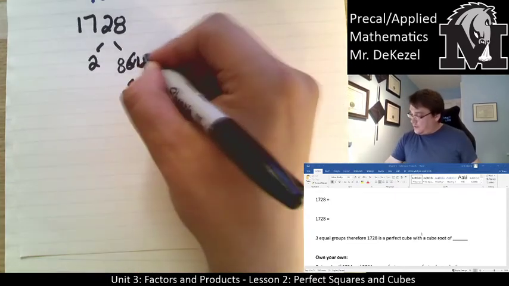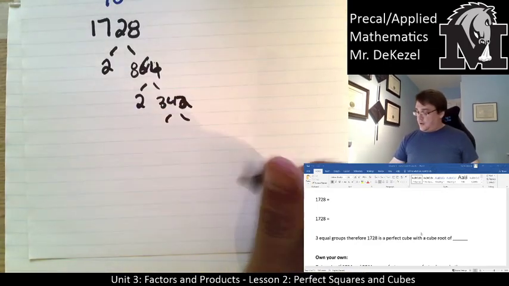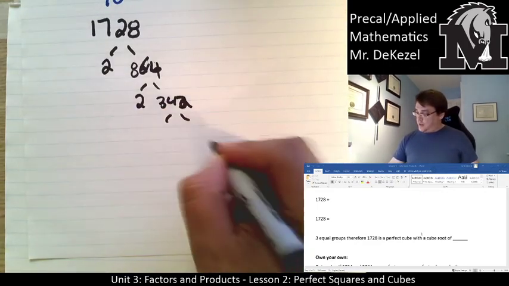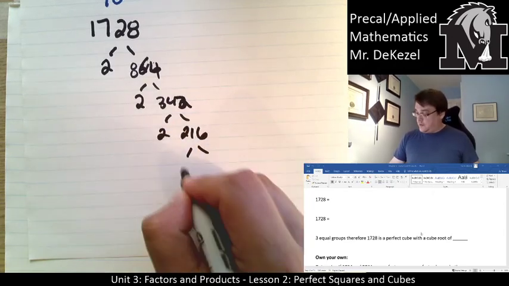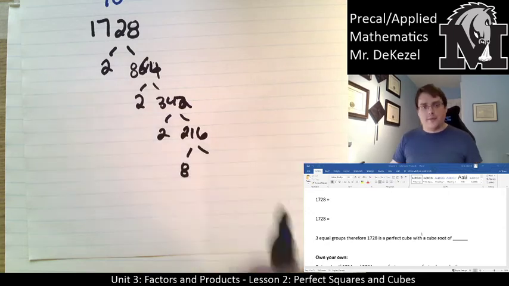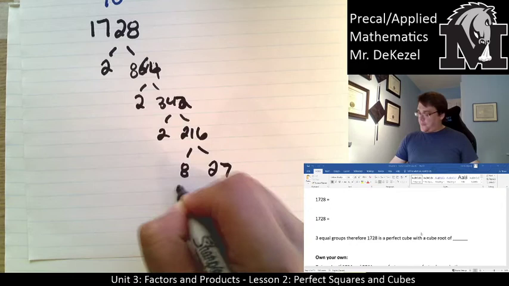Pardon me. This should be 4. This would be a 2 then, and I can continue. I can divide that by 2 to get 216. And now I know that this is divisible by 8. I don't know why I know that, but I'm familiar with that. It is 8 and 27.